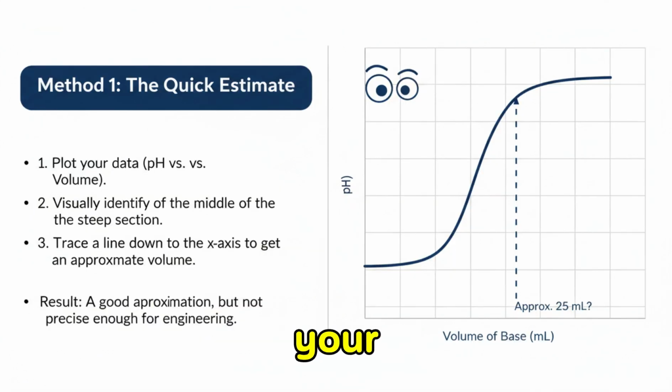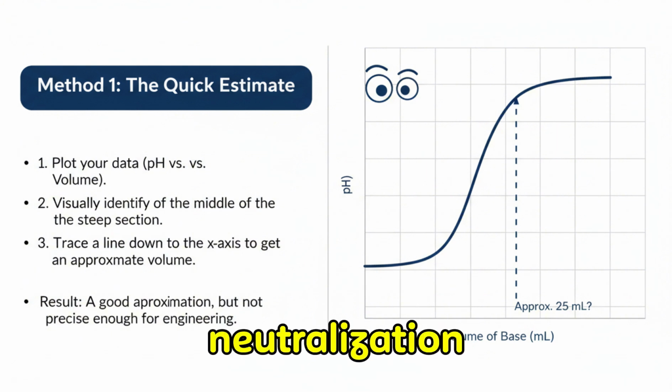So, you've collected your data. You have a table of pH values and the corresponding volumes of NaOH added. How do you find the exact equivalence point? Let's walk through it. Problem: given the following data from an HCl versus NaOH titration, determine the precise volume of NaOH required for neutralization.